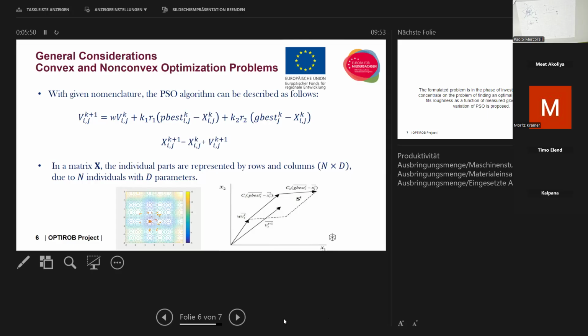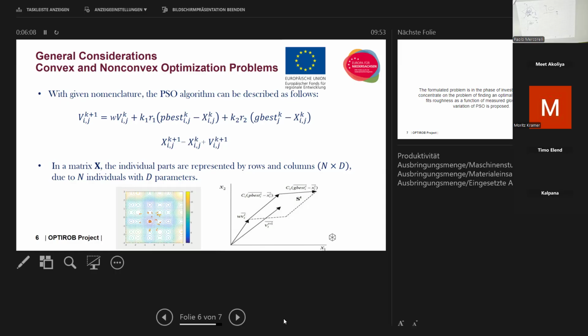We have 2 equations, just a few words now. The last equation is the updated equation of the swarm. It seems to be complex, but it's not. We have x_i,j, which characterizes the matrix. I don't know if you remember in math, the matrix is characterized by row and column.